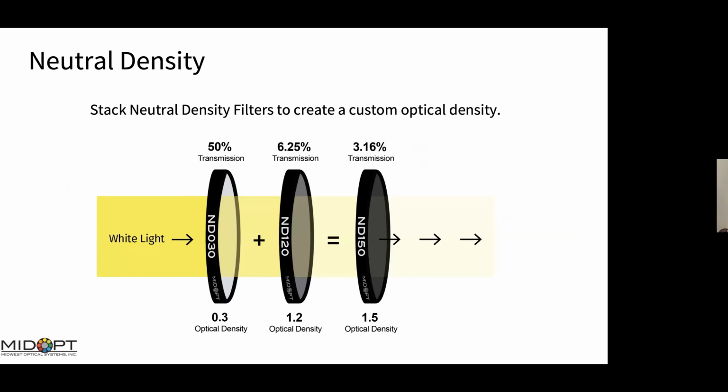Neutral density filters come in different optical densities, or ODs. The higher the optical density, the less transmission. These are meant to be stacked together so that you can increase the optical density, and thus decrease the transmission. So neutral density filters are excellent for reducing the intensity of light sources.